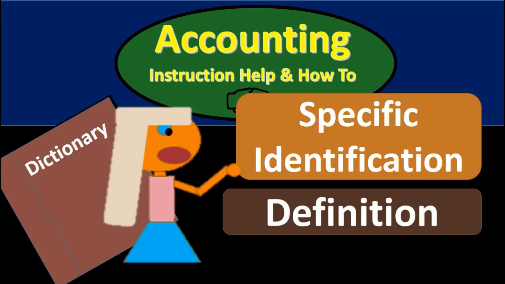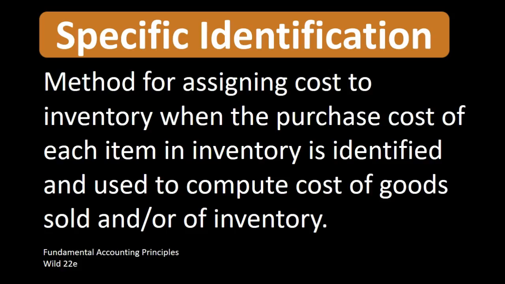Hello, in this lecture we will define specific identification. According to Fundamental Accounting Principles, WOW 22nd edition, the definition of specific identification is a method for assigning cost to inventory when the purchase cost of each item in inventory is identified and used to compute cost of goods sold and/or inventory. Specific identification being an inventory method, we are tracking the inventory.